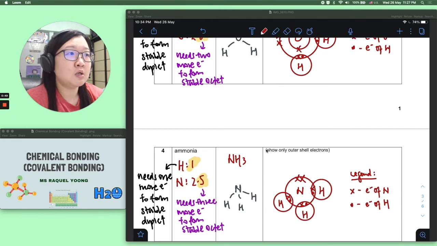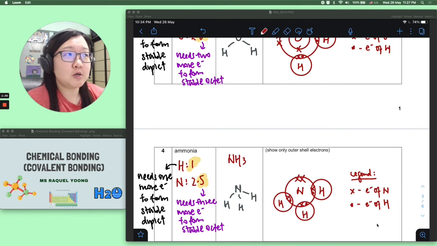Okay, over here the question only requires you to show outer shell electrons, so it's slightly easier in this case. And notice over here, these 3 pairs of electrons will result in the formation of the covalent bonds. And then if you check, each hydrogen atom has a stable duplet, and around the nitrogen atom it's also 1, 2, 3, 4, 5, 6, 7, 8 electrons, which is the stable octet electronic configuration.